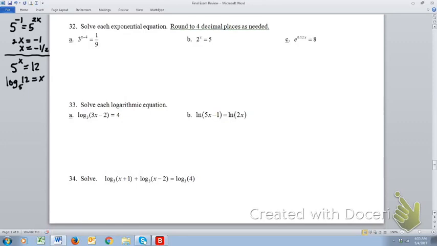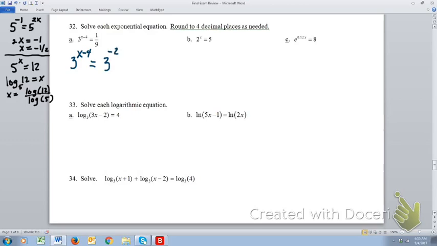Now some of you can put that into your calculator directly. Others of you will need to use the change of base rule. So the log of 12 over the log of 5. Make sure you put parentheses around that 12 and 5. And then when you simplify that, you get your answer when you put that in your calculator. So let's go ahead and do number 32 here.